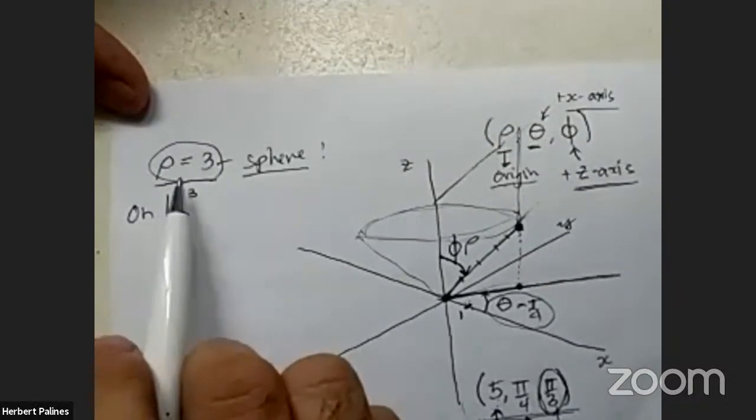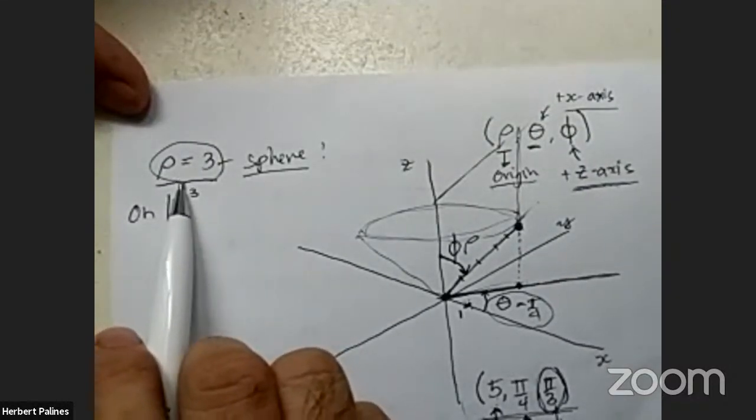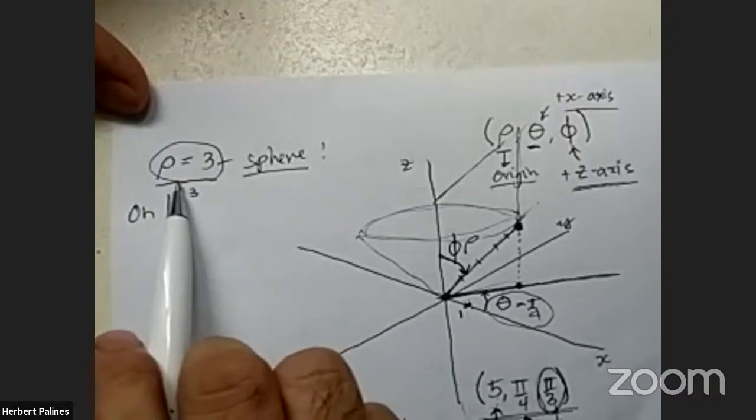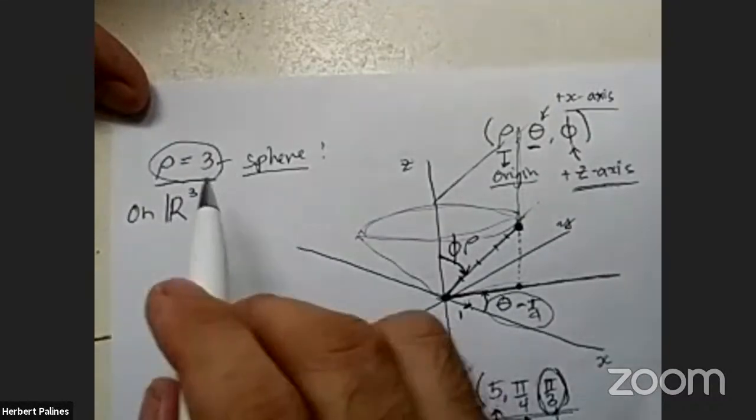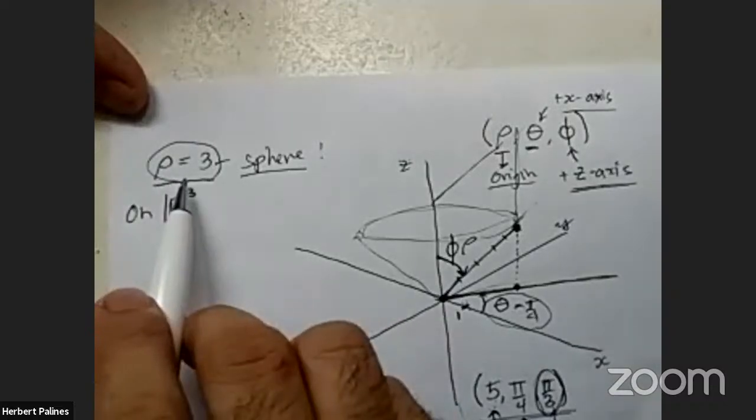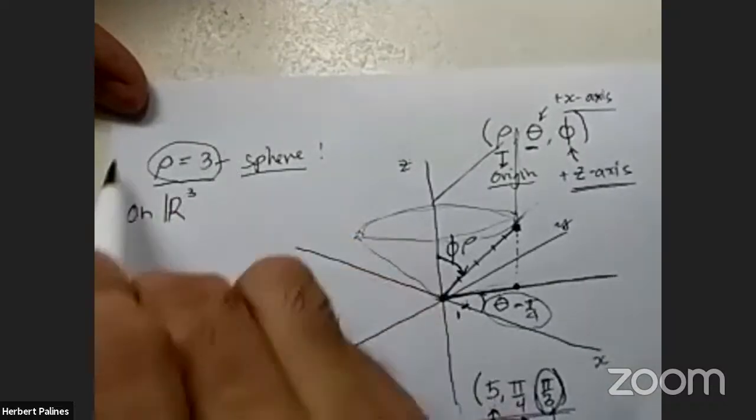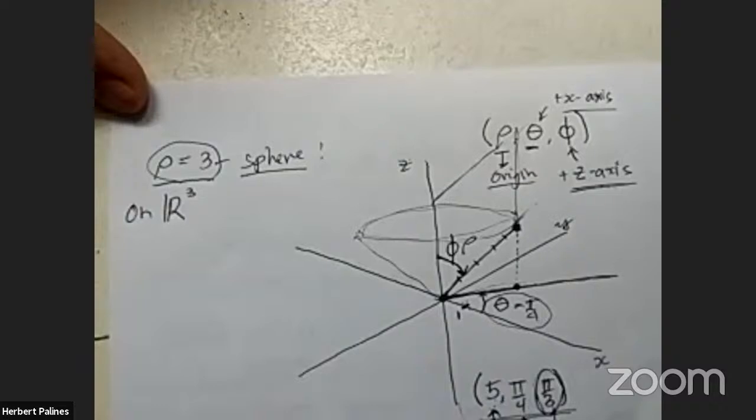Given that you are using spherical coordinates, we will all agree that this is a sphere in R cubed. Yung sabi ni Sir Jonathan, how would you verify that? You convert this using the conversion formulas.